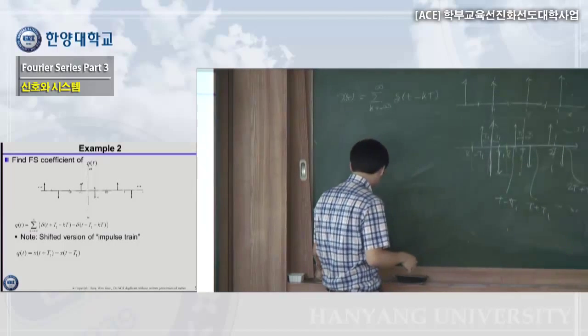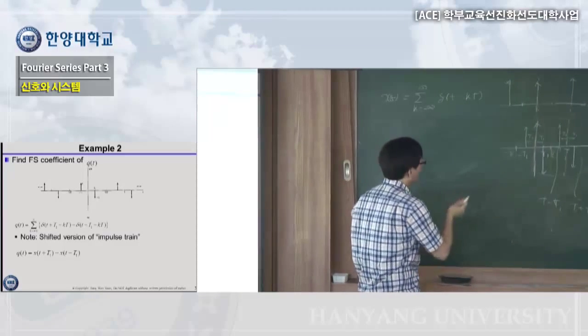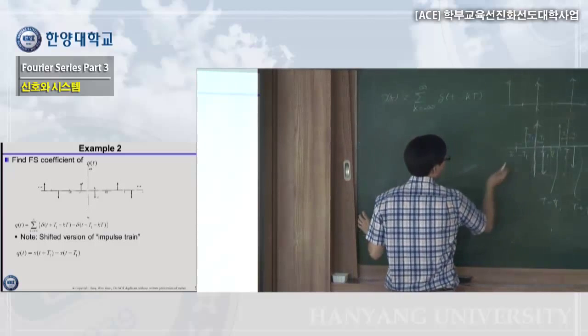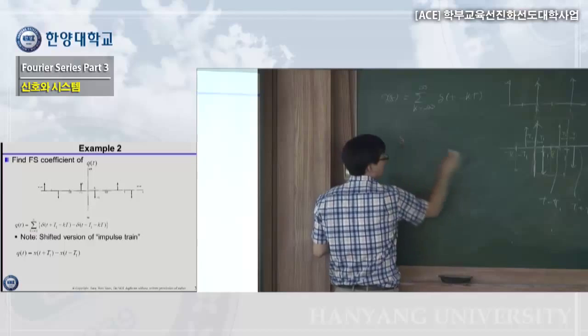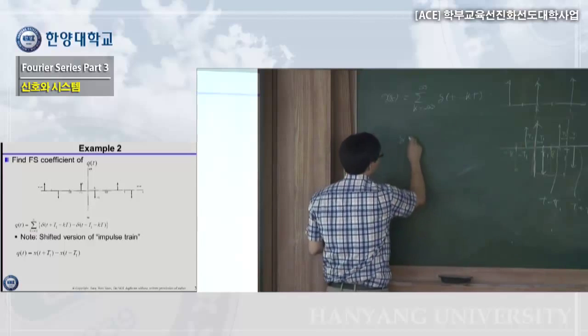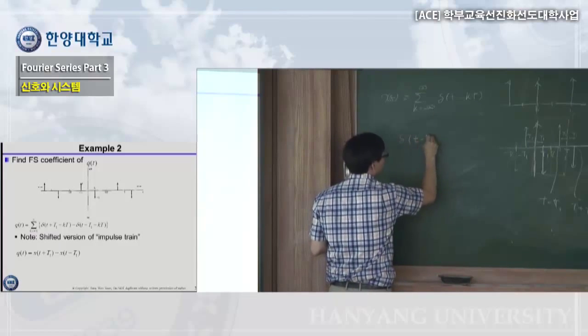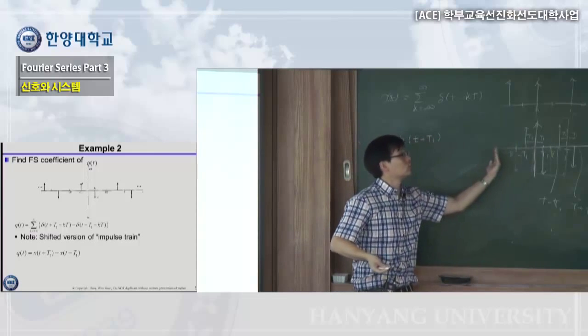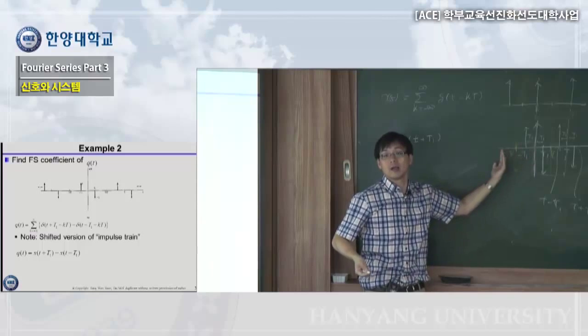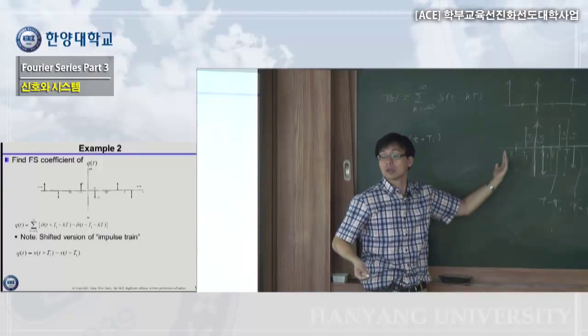How can you find it? Assume that we have yellow in here. Then it will look like this. Delta, this one, is what? T minus t1, T plus t1. They are shifted to the minus direction by an amount of t1.